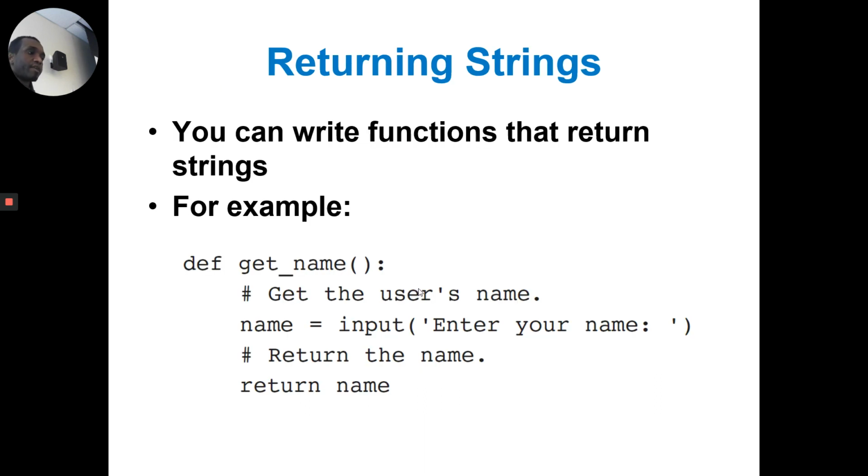Returning strings: you can write a function that returns a string. For example, you say def get_name, then get the user's name with input, enter your name, and then return the name.